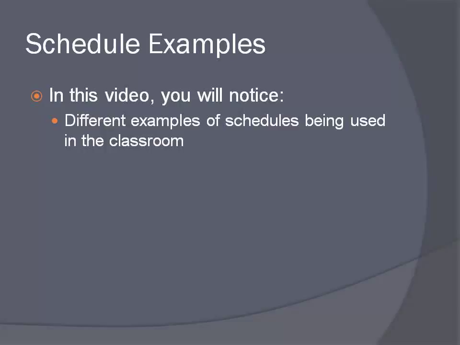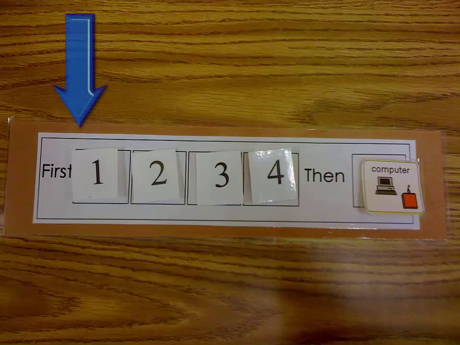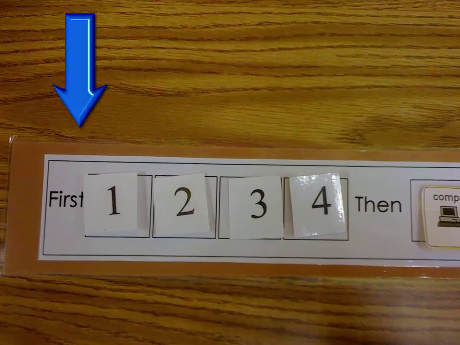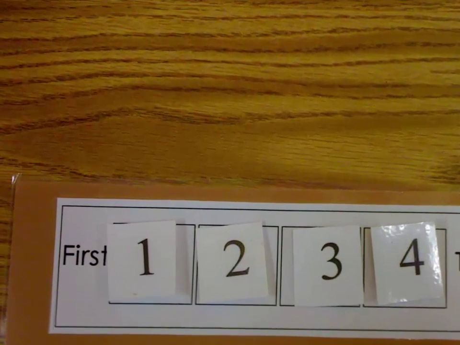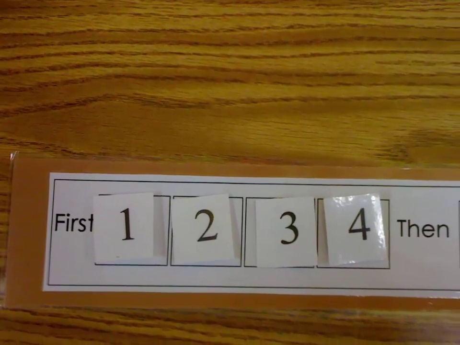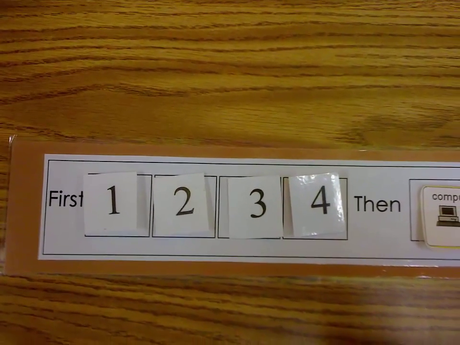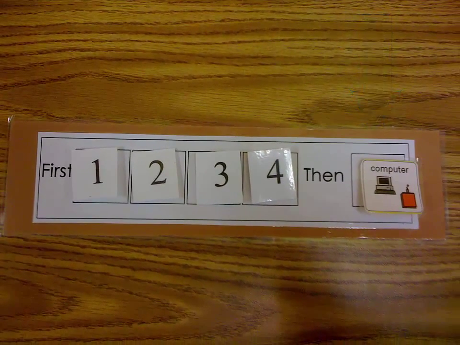Let's watch our first video. In this video, you will notice several different examples of schedules that are used by students with ASD. Here is a student's first-then schedule. First, the student has to write 4 sentences for language arts. The topic is about what he did over the weekend, something the student does not like to do. But it is immediately followed with time on the computer, something the student does really enjoy.